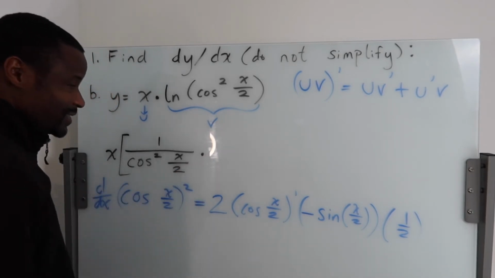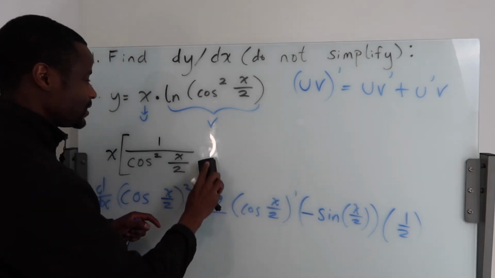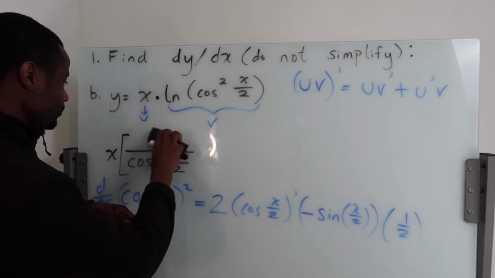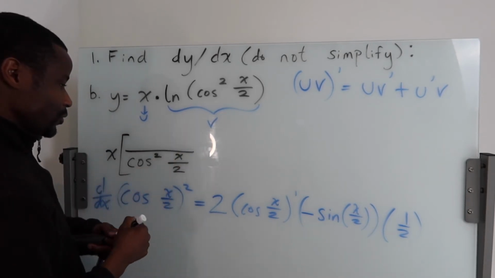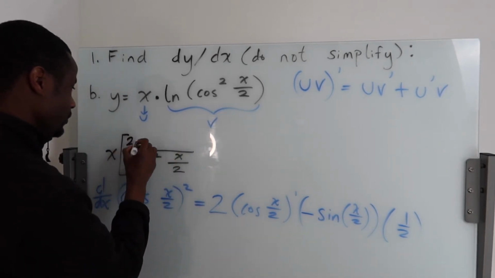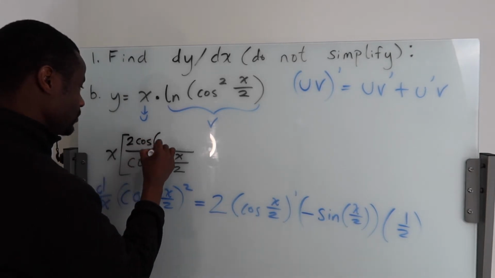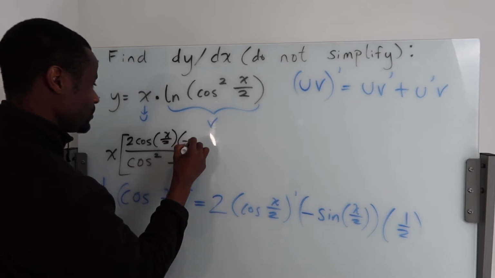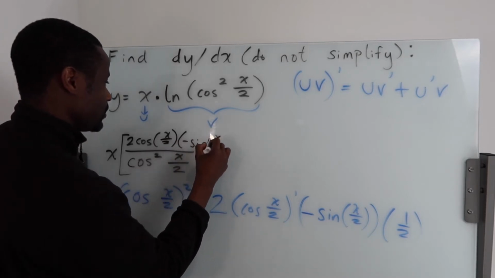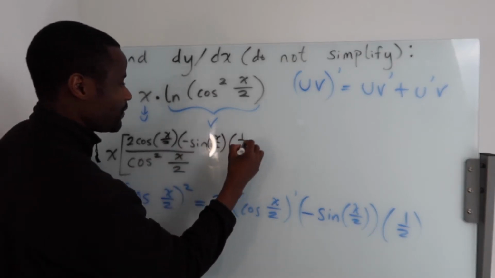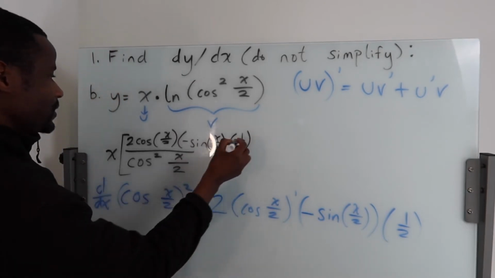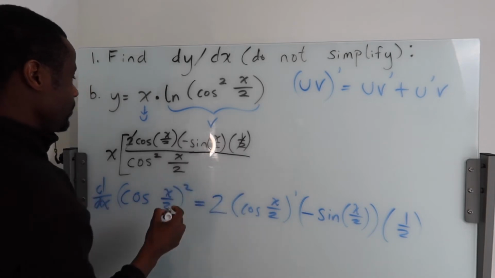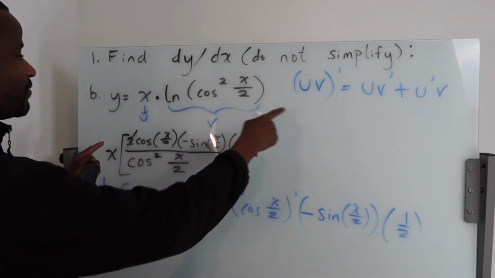Well, one easy way to save space, instead of writing all this here, I'm simply going to put it over here because we're multiplying by 1. So I'm simply going to write 2 times cosine x over 2 times negative sine x over 2 times half. And we notice the half simplifies with this 2. We're left with that. So that's our u v prime.